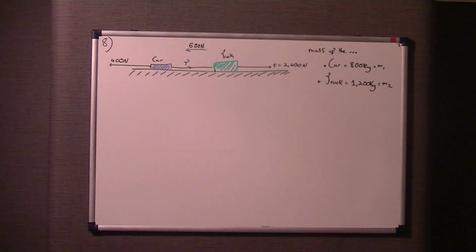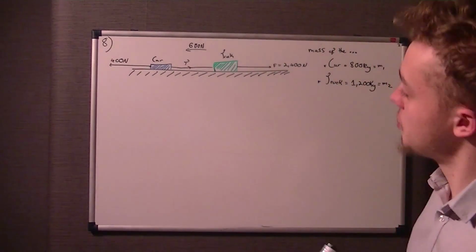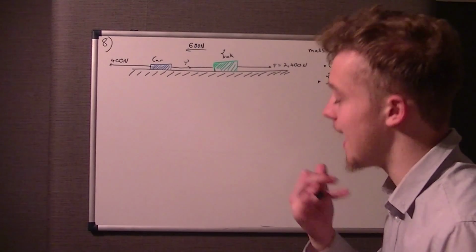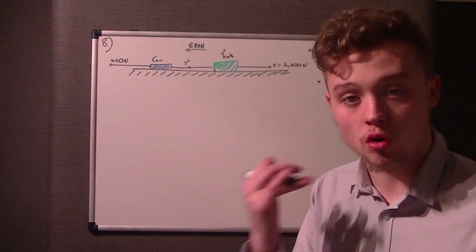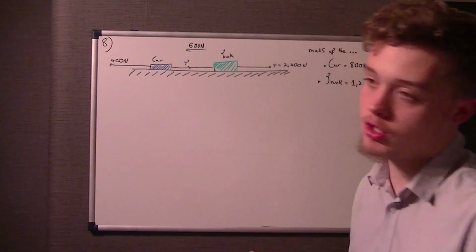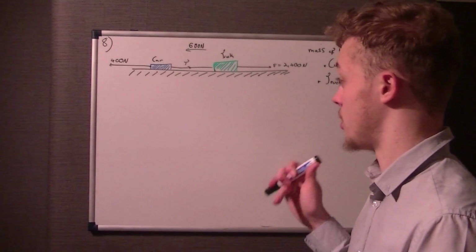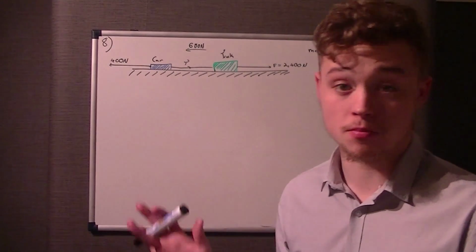The first thing we're asked to do is find the acceleration of the truck and car. Because it's an inextendable string, and the car's dead, it's not providing any force, the only force is being provided by the truck. And because the string isn't going to change in length, it's logical to assume that the acceleration of the whole system is going to be the same.